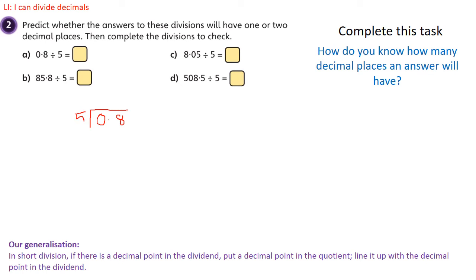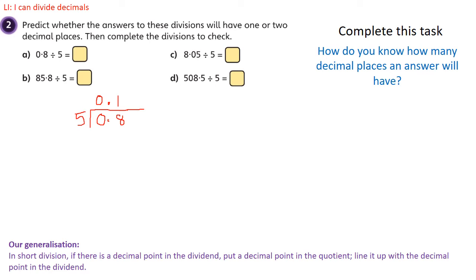Now, if I remember my generalisation, in short division, if there is a decimal place in the dividend, put a decimal point in the quotient. That's the answer. Line it up with the decimal point in the dividend. Right, well, I've done that. Now I can do my division. So, how many groups of 5 can we get from 0? We can't get any. How many groups of 5 can we get from 8? Well, we can get one group of 5 because 1 times 5 is 5. And what is the remainder? Well, the remainder is 3.